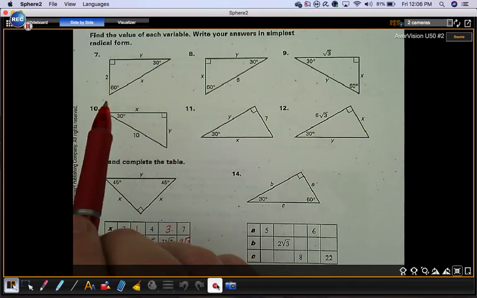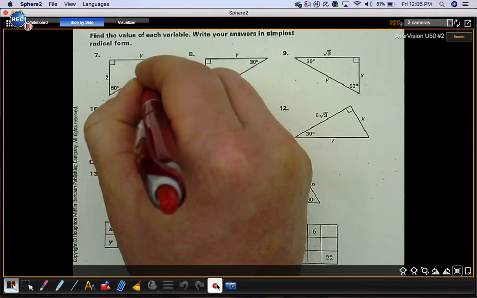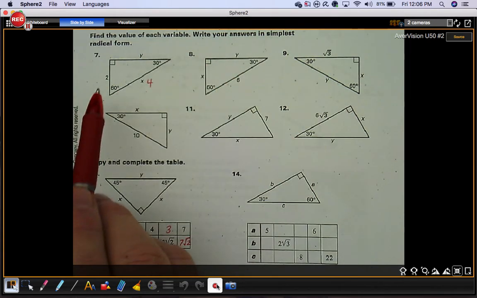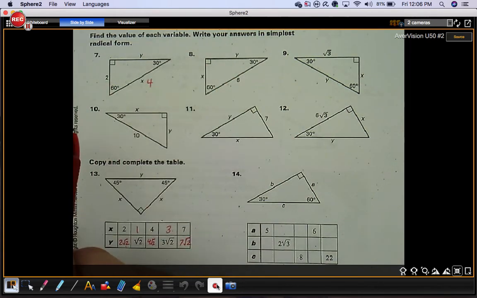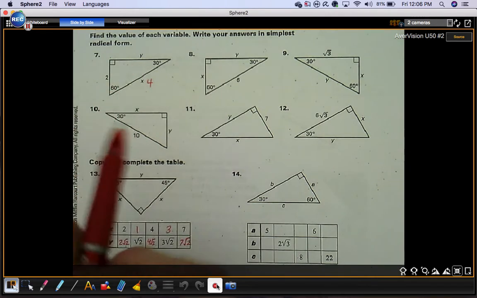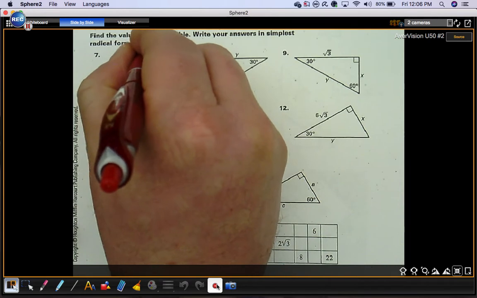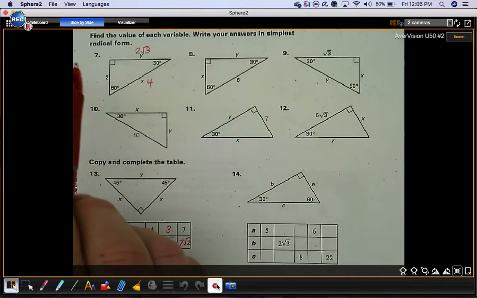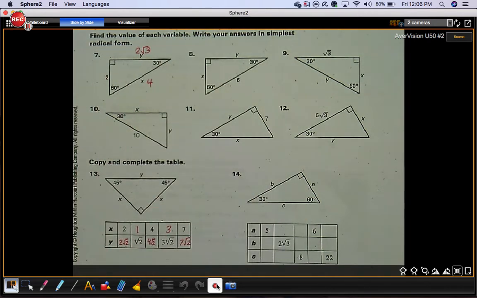If your short leg is 2, your hypotenuse is always twice as big. You multiply this by 2 to get the hypotenuse. Go back to your short leg, it's 2. If you want the long leg, multiply the short leg by the square root of 3. So 2 times the square root of 3 would be the length of that leg.